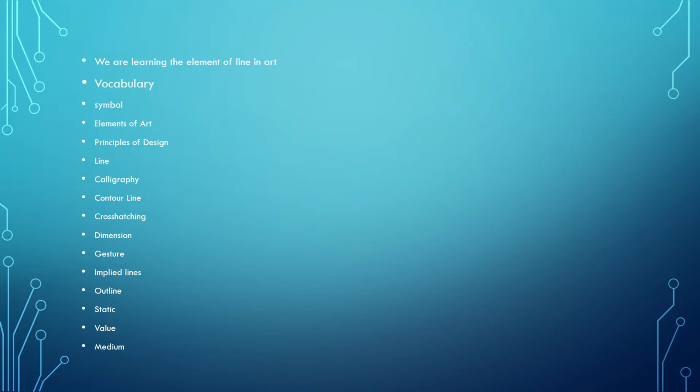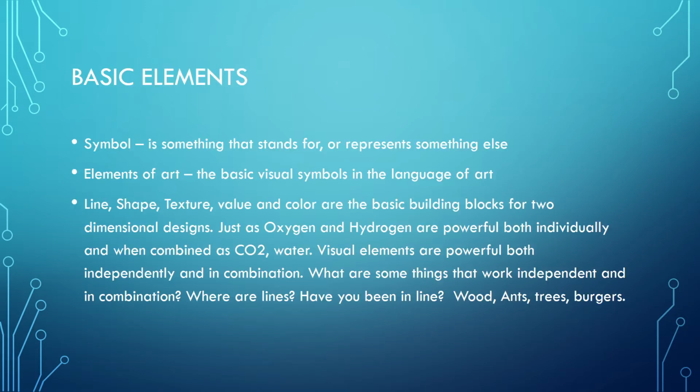So this is some vocabulary to keep in mind for this next lecture. Pause if you need to go over them. So the basic elements of design. There are 7 elements in art and design. These are line, shape, texture, value, color, space, and form.